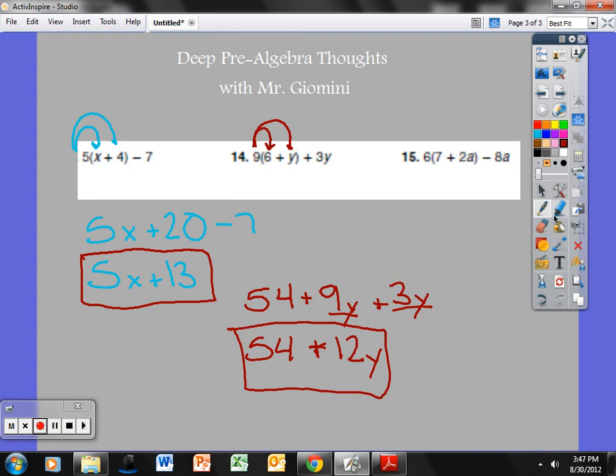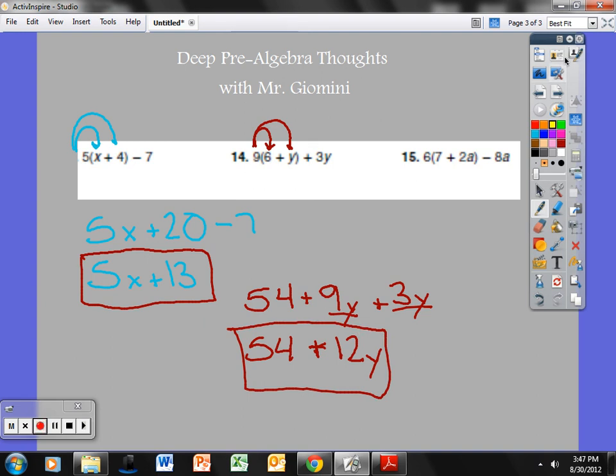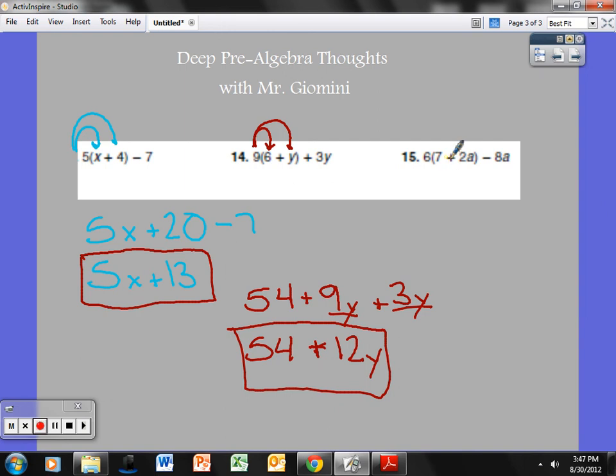And finally, the last one. Let's see if I could fit this in here. 6 times 7 plus 2a, close parentheses, minus 8a. I cannot combine this 2a with this 8a because they are inside parentheses. I must multiply first according to PEMDAS, so I multiply 6 times 7 and 6 times 2a. 6 times 7, 42, plus 6 times 2a gives me now 12a's minus 8a.